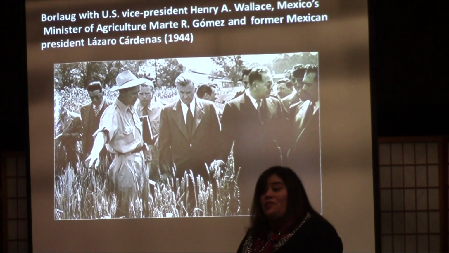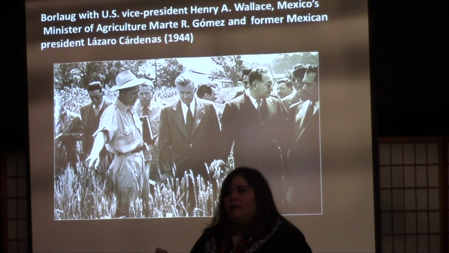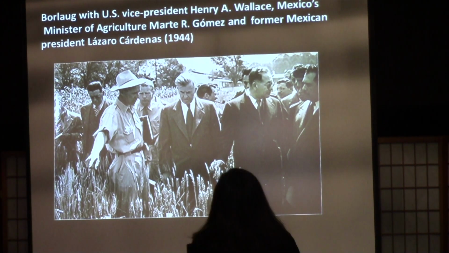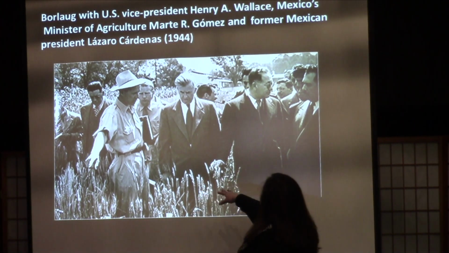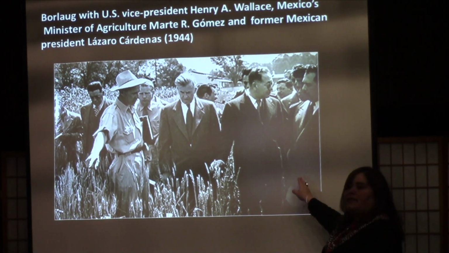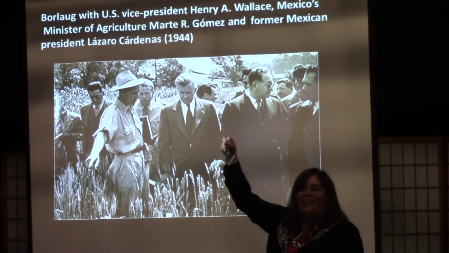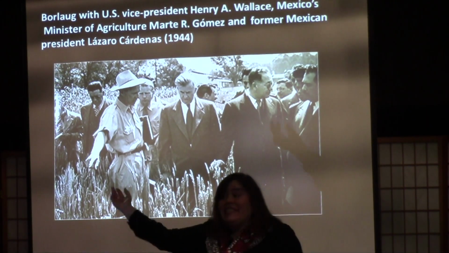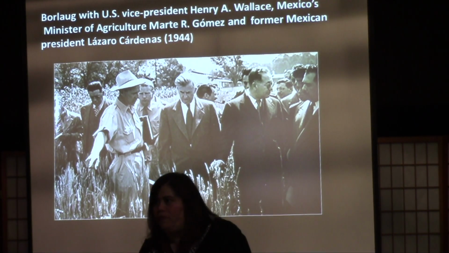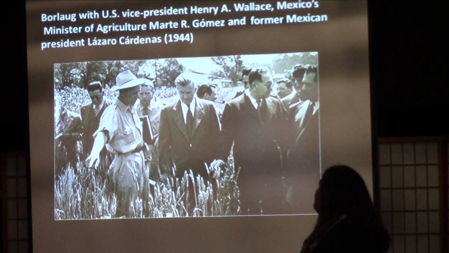And incredibly, they're successful. Within less than a decade, wheat production in Mexico has been transformed. Here we have a picture with Norman Borlaug, with then Vice President Henry Wallace, Mexico's Minister of Agriculture, Marte Gomez, and the former Mexican president, 1944. Look at the height of this wheat. It's no longer that tall, gangly wheat that these researchers or even these politicians had grown up with. It's now a lower dwarf wheat that still produces quite enough, a significantly higher yield.